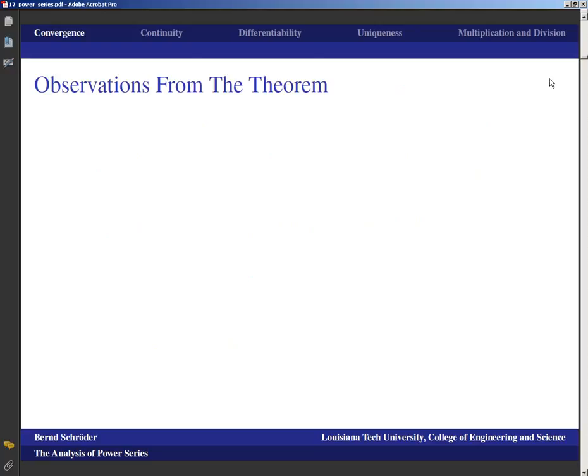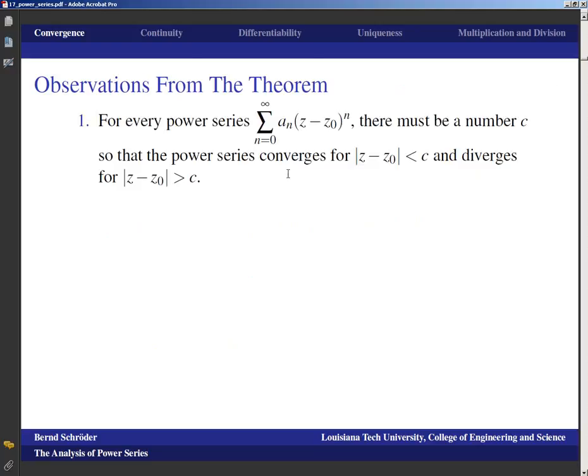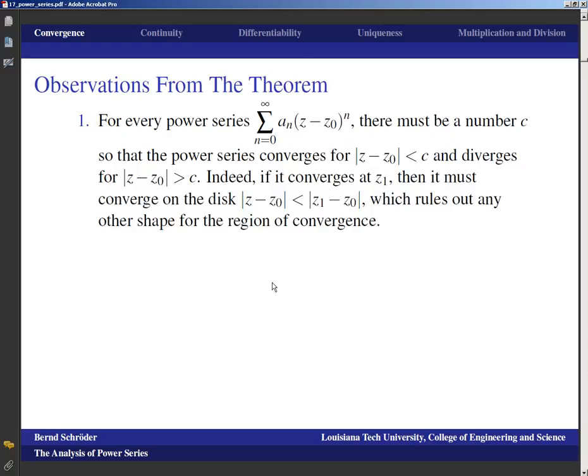Okay, what are the observations from the theorem and from the proof of the theorem? Well, first of all, from the theorem, I think we'll also have observations from the proof a little bit later on. Well, we know that for every power series, there must be a number c, so that the power series converges for |z - z0| smaller than c, and diverges for |z - z0| greater than c. Well, that's not what the theorem says, but think about it.